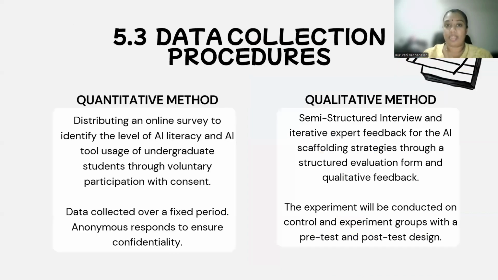For data collection procedures, for the quantitative method, we will distribute an online survey to identify the level of AI literacy and AI tool usage of undergraduate students, through voluntary participation with consent. The data will be collected over a fixed period, and the respondents' identities will be confidential. Then for qualitative, there will be semi-structured interviews and interactive expert feedback on the AI scaffolding strategy through a structured evaluation form and qualitative feedback. The experiment will be conducted on control and experimental groups with a pre-test and post-test design. So this is how data will be collected from the quantitative and qualitative methods.